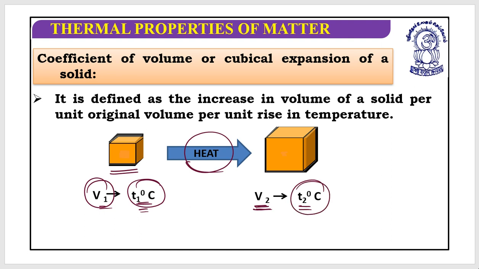So we can define a coefficient of volume expansion or cubical expansion. We represent it as gamma, that is defined as the increase in the volume, I said delta V, of a solid per unit original volume per unit rise in temperature. So gamma is equal to delta V by V into delta T, where delta V is the change in volume.